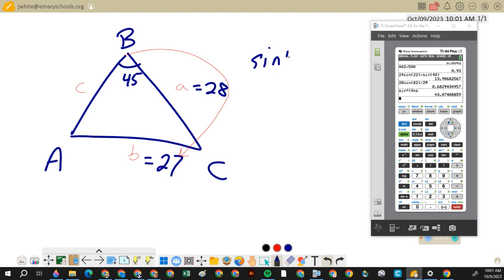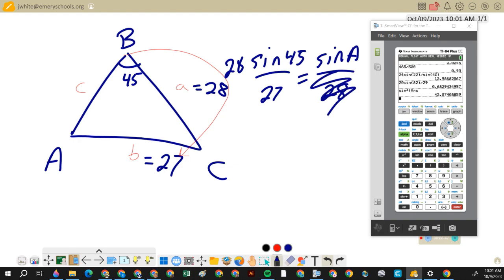So the sine of 45 over 27 is equal to the sine of A over 28. So I multiply by 28. So 28 sine of 45 divided by 27, and I get 0.73. That means 2 triangles, right? When would it be 1 triangle?